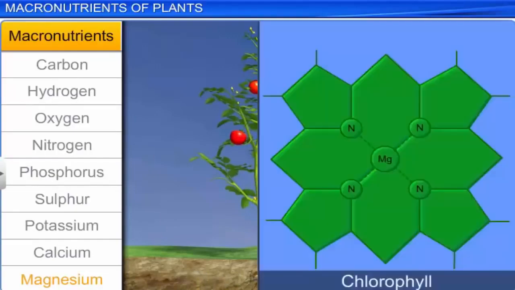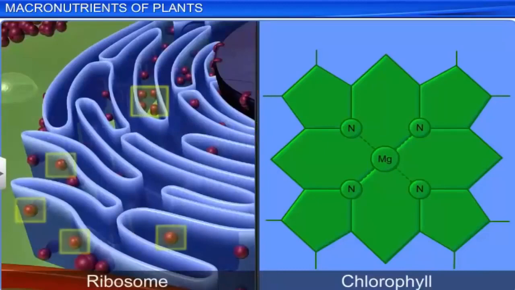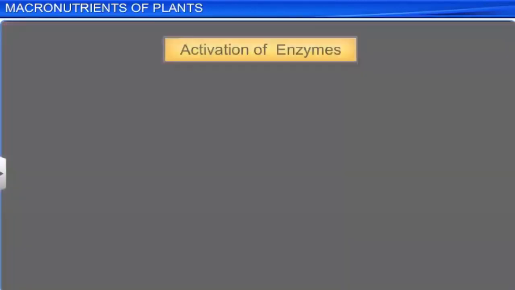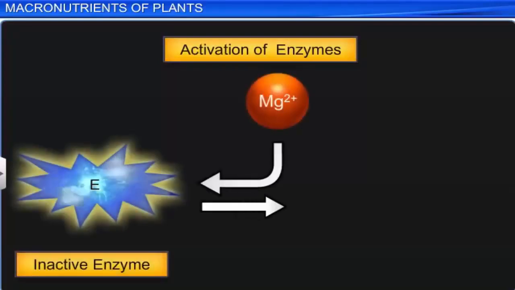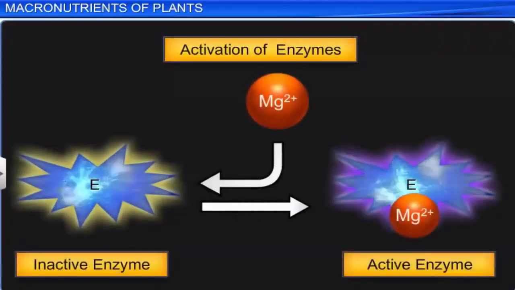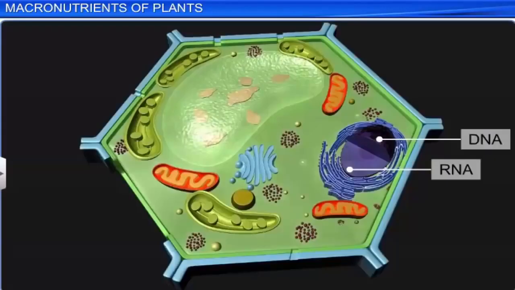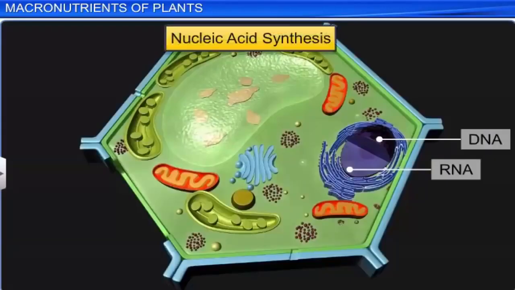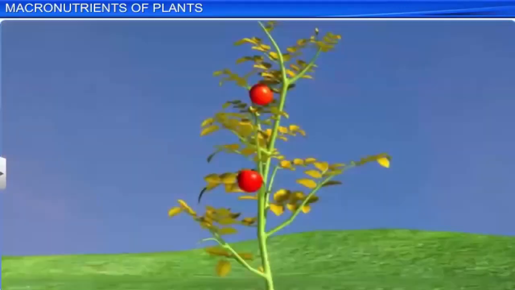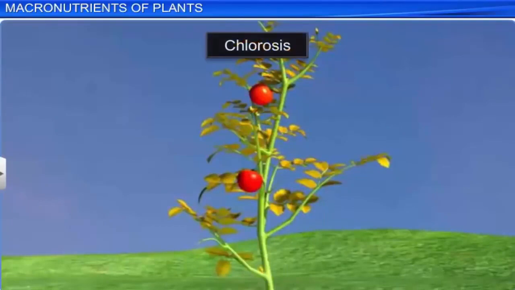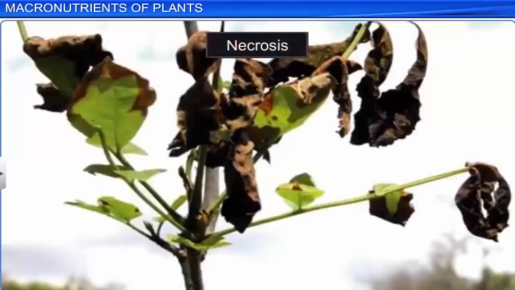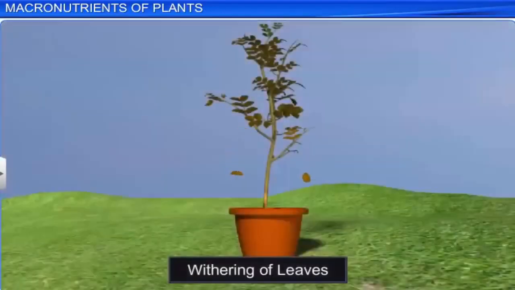It is a constituent of chlorophyll in leaves. Magnesium maintains the ribosome structure and activates the enzymes of respiration and photosynthesis. It is also involved in the synthesis of nucleic acids. The deficiency of magnesium leads to symptoms like chlorosis and necrosis. This leads to withering of leaves.